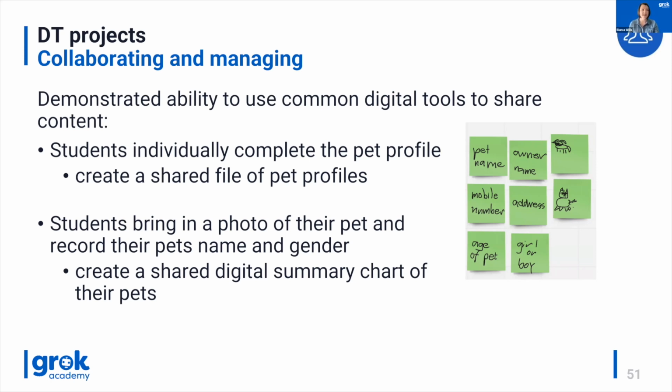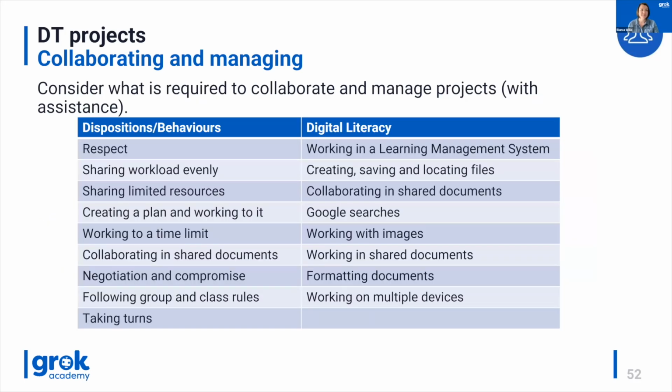The development of class sets of profiles and a class summary chart allows students to demonstrate those skills of collaboration and management throughout the project. They also worked collaboratively to decide what information they were going to include in their pet profile. So for example, they were thinking their pet name, the owner's name, address, the age, the gender of their pet. There are many skills or dispositions that are needed for students when they collaborate and manage projects. Remembering for students in years 1 and 2 that this is done with assistance by their teachers.